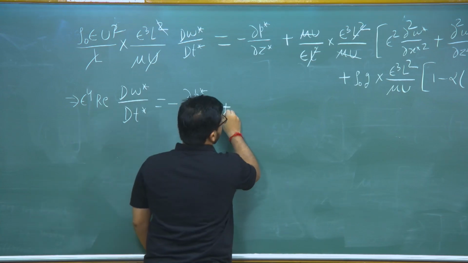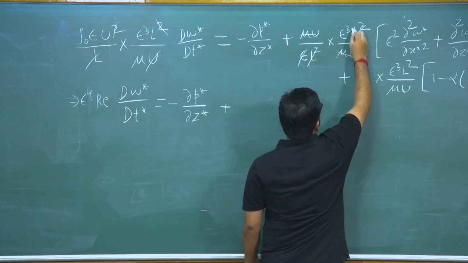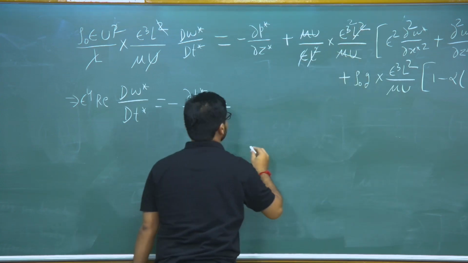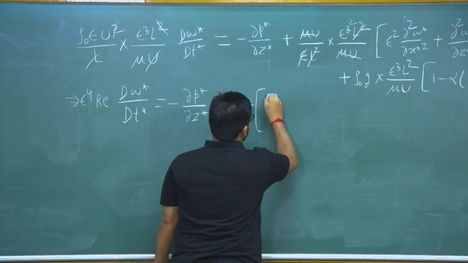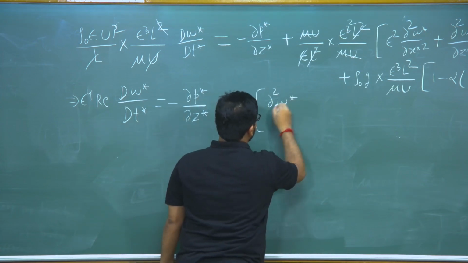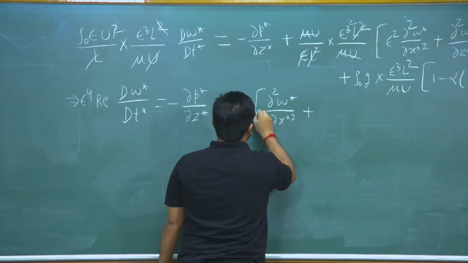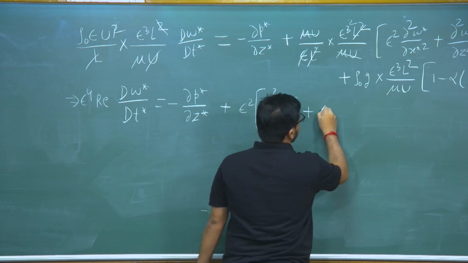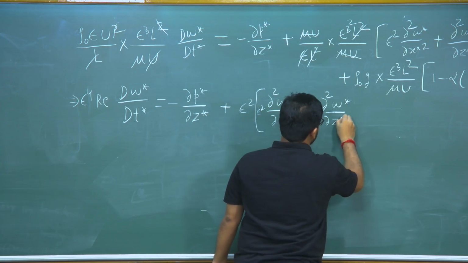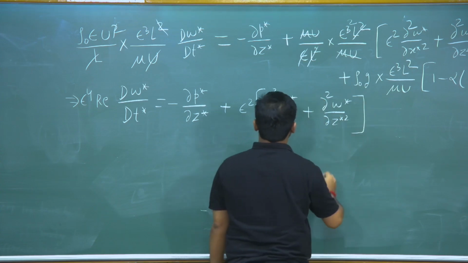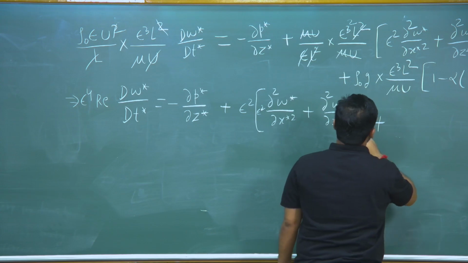plus epsilon square, because this cube and this cube, one epsilon will cancel out. So, epsilon square dou square W star upon dou x star square, I think here also epsilon square dou square W star upon dou Z star square plus this will become epsilon cube.